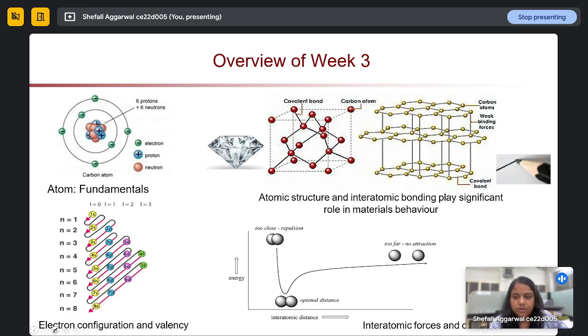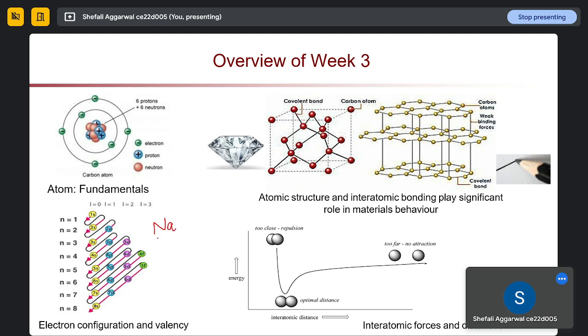So first thing is, what is the atom? So we all know atom consists of electrons, protons, and neutrons. If we see, protons and neutrons combine and form a nucleus, and along that our electrons move around in different shells. So if we define our electrons, with electrons comes the valency. So if we see here, what is the different electronic configuration and the valency of any atom or any material.